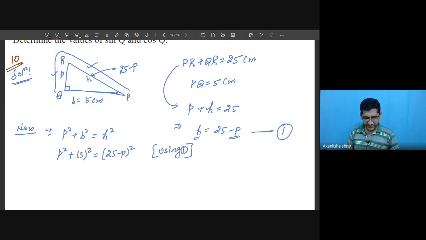So wherever the sum or difference of two sides is given, you always adopt this technique. Just consider one variable, express the other in terms of that variable, and apply the Pythagoras theorem. We may keep this in terms of H itself, then still you will get the value.